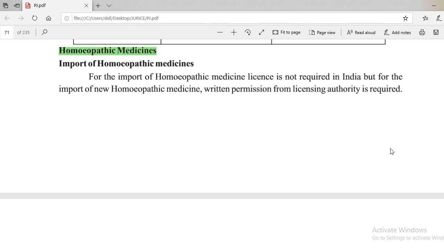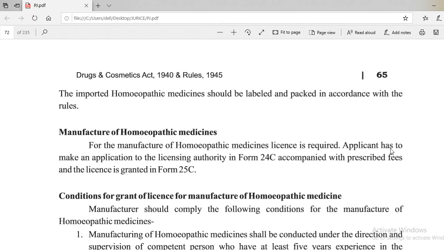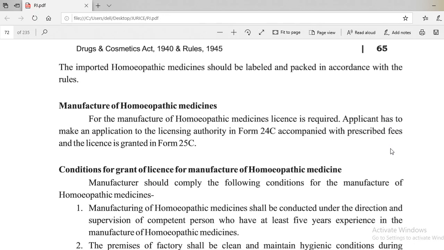For the import of homeopathic medicine, a license is not required in India, but for the import of new homeopathic medicine, written permission from the licensing authority is required. If it is new, then the importer should convince the licensing authority that it is not harmful and other things. Then he will permit you, he will give you the authority to import those homeopathic drugs. As such, there is no license required. The imported homeopathic medicine should be labeled and packed in accordance with the rules.